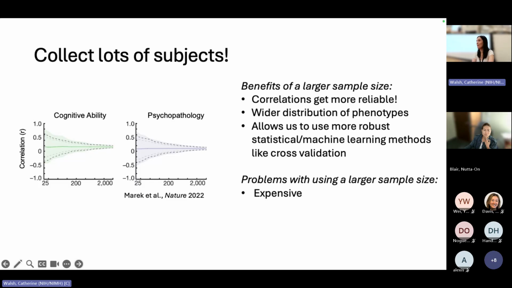It's expensive, both time, money, people power, getting subjects in. That just expands as you get more people. It's time consuming. And it is also hard to recruit patients. So, not only just healthy volunteers, but oftentimes if you're studying a disease, it can be hard to find people with that disease. So these large N studies are not always feasible to do.